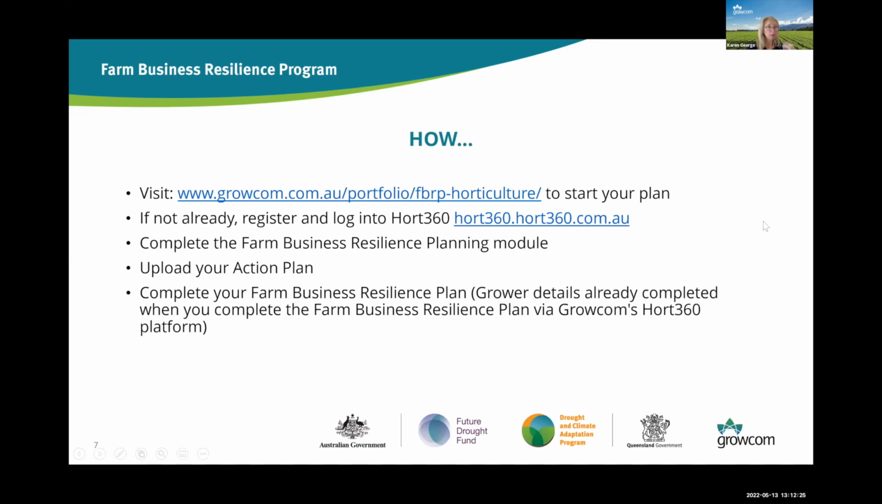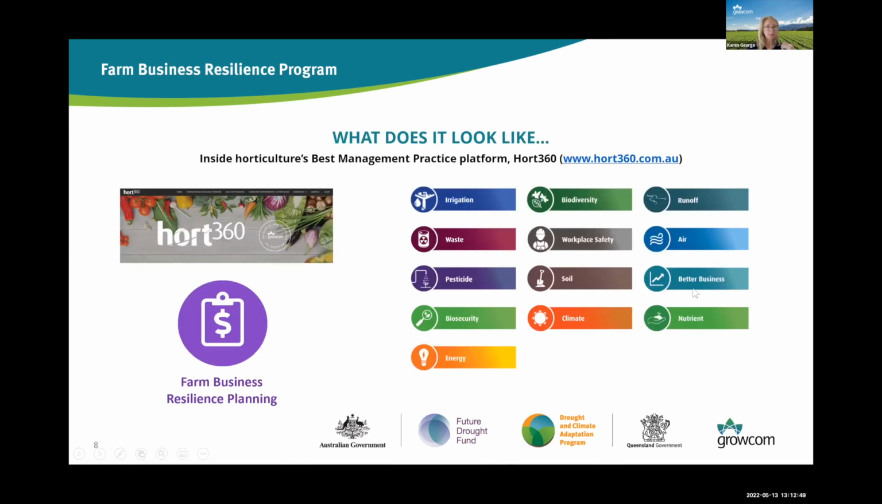So how do we do this? It's through the Hort 360 program. You can get onto Hort 360 through the Farm Business Resilience links, or directly just go to www.hort360.com. It's quite simple. And to show you what it looks like, the Hort 360 program, like I said, is a best management practice program. What it does is help you to analyse all aspects of your business. Now, I'm not sure how clear that comes across to you, but you can see that it has everything from analysing nutrients to better business to biodiversity to waste, irrigation, energy, biosecurity, and so on. They are the primary modules.